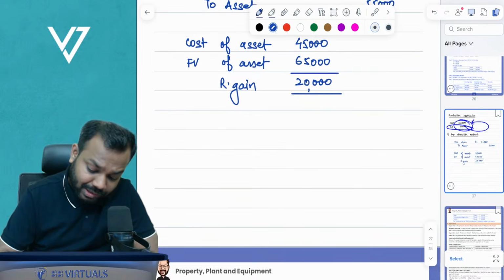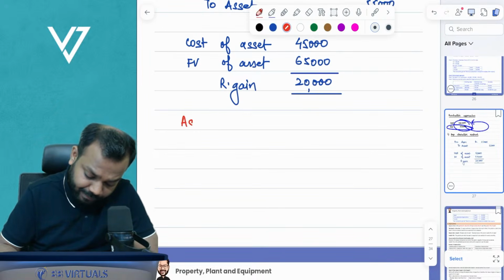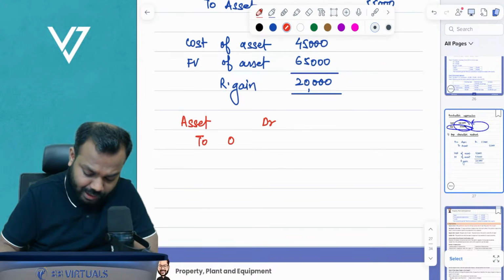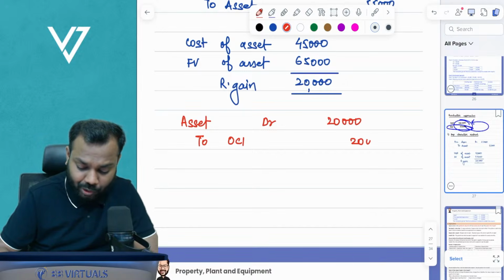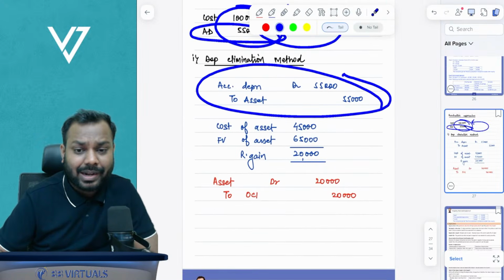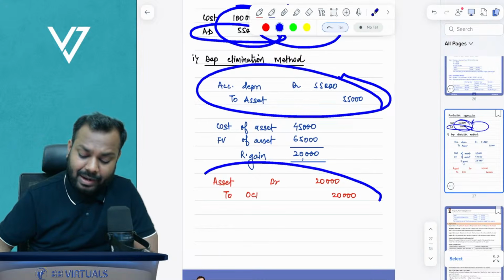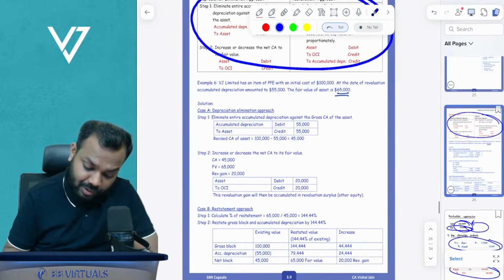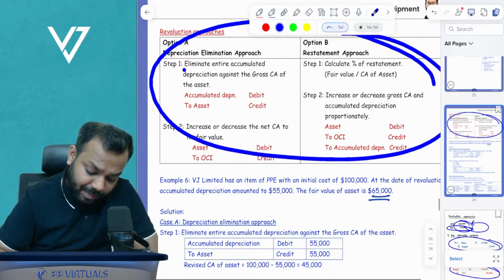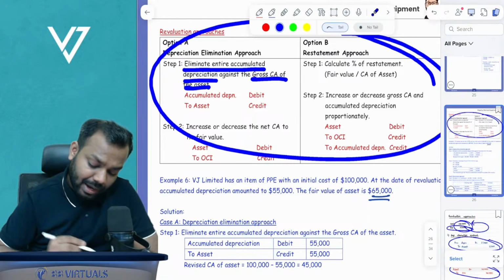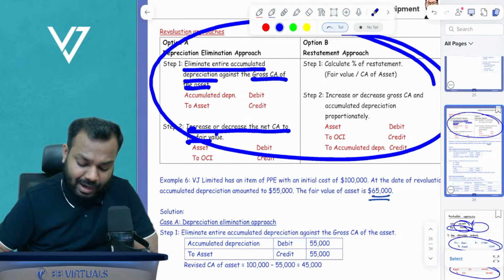So how do you record this revaluation gain? It will be asset account debit to other comprehensive income 20,000. So what happened here is, first of all, you reduce the cost of the asset, and then revalue the asset. Clear, everyone? That's what I have written here also. First of all, you eliminate the accumulated depreciation against the gross cost of the asset, and then increase or decrease the net carrying amount to its fair value.